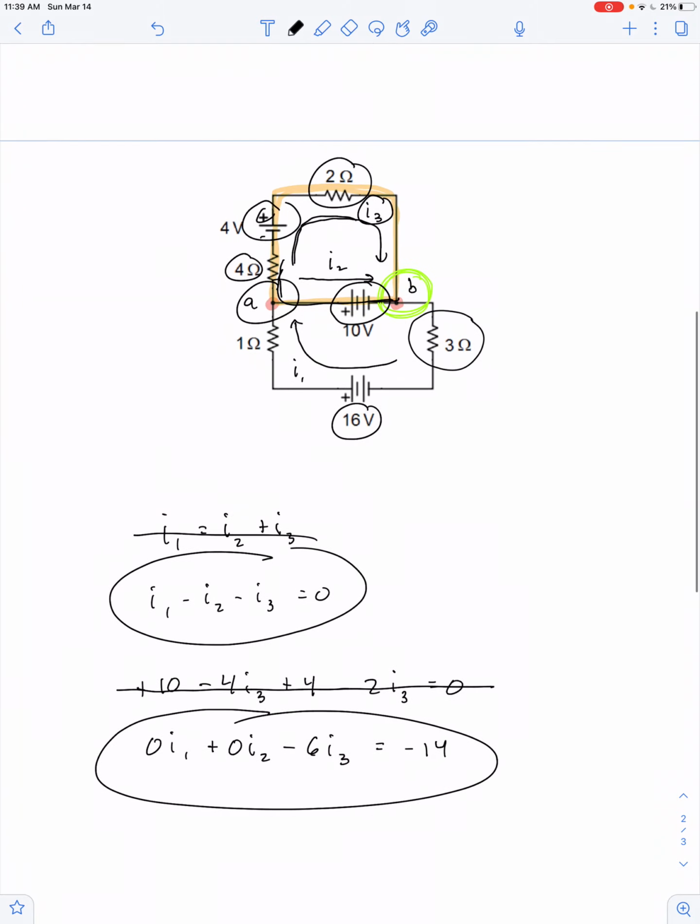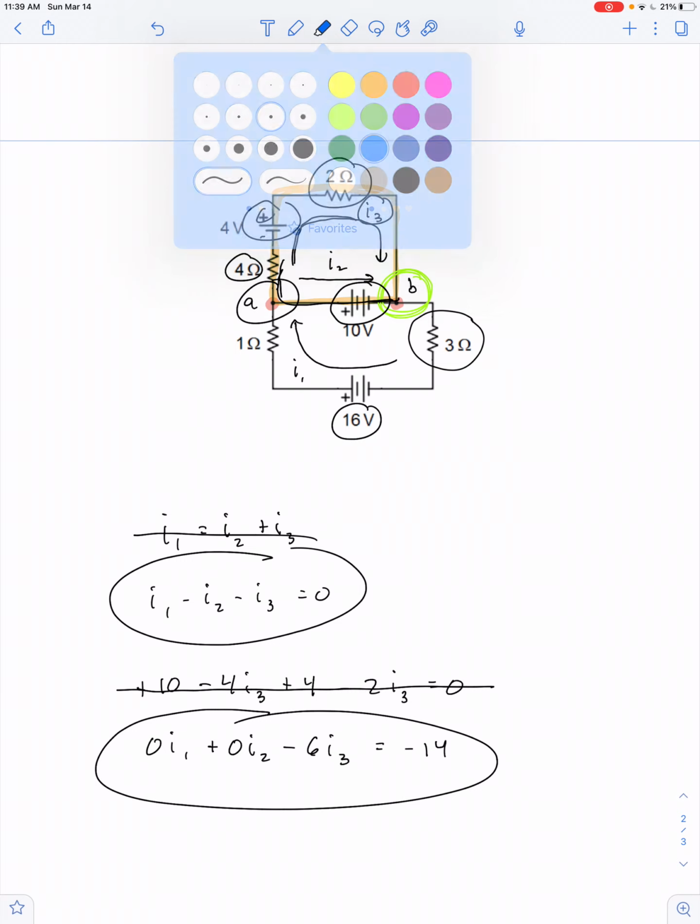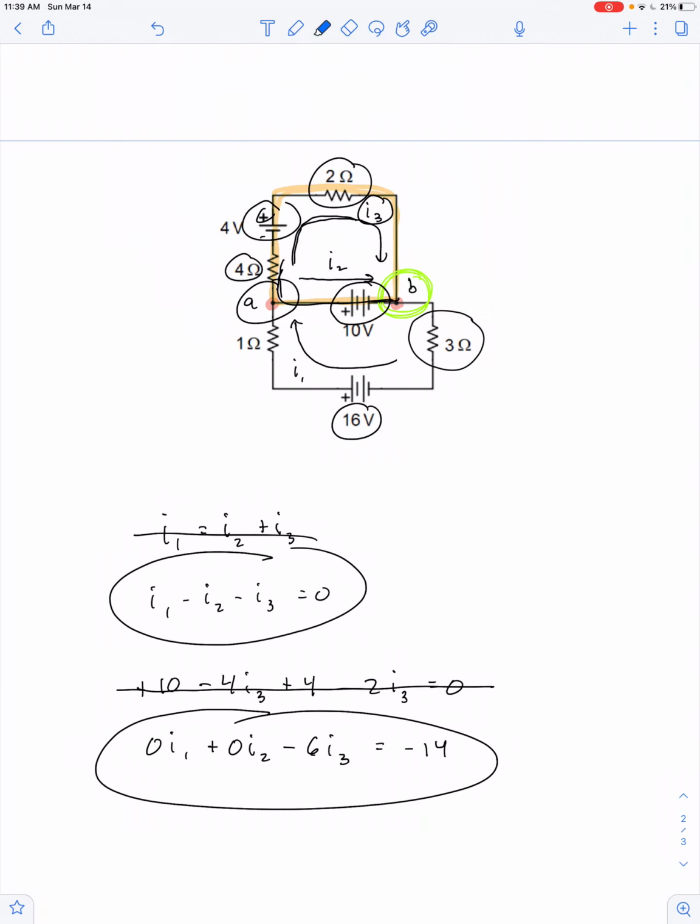And how about I get my last loop by working my way around the lower loop, and again I'll start at point B and I'll go in a clockwise direction to come back to point B. So the first thing I encounter is this 3 ohm resistor in the direction of the current.